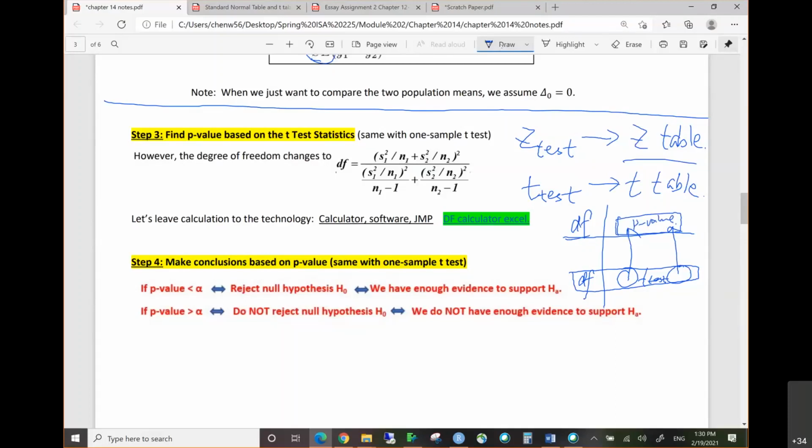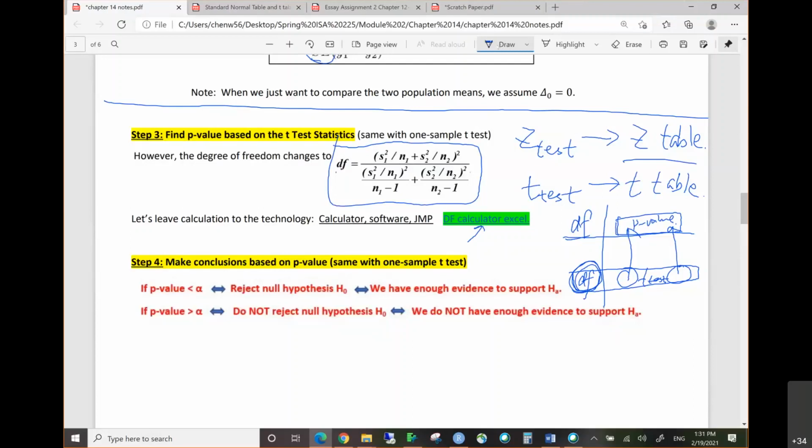Okay, the only difference for the two sample test is your degree of freedom will not be n-1 anymore. Your degree of freedom will be calculated based on this big formula. All right, and what is good is, if the degree of freedom is not given to you, you can always use the Excel I gave to you on Canvas, and put in the value of N1, the value of N2, the value of S1, the value of S2 to calculate the degree of freedom automatically.